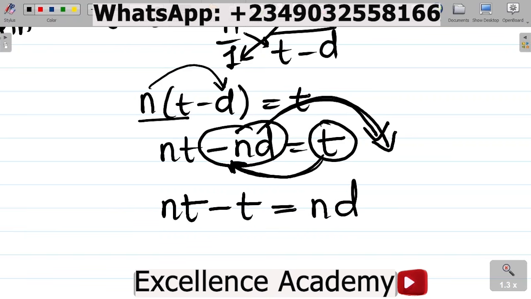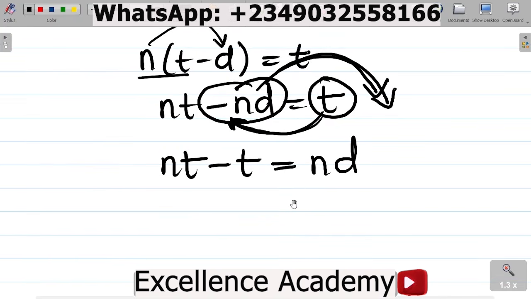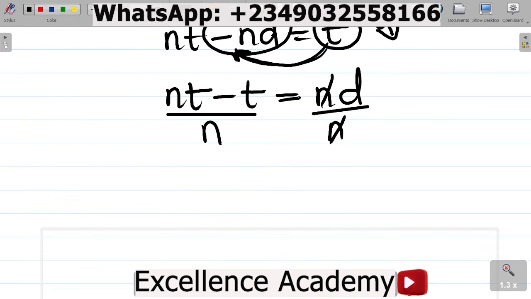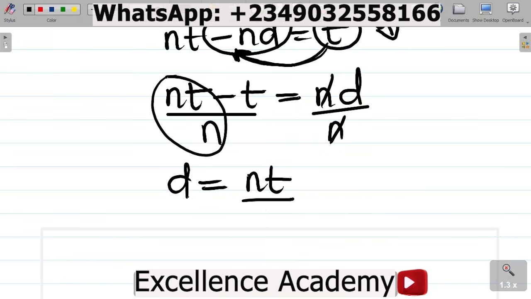All right, the next thing I want to do is that to get the value of D, we'll divide both sides by N. If I divide both sides by N, the N will cancel this. So what do I have there? I have that D is equal to NT. Of course, you can separate this as this and this, all over N, minus T over N.